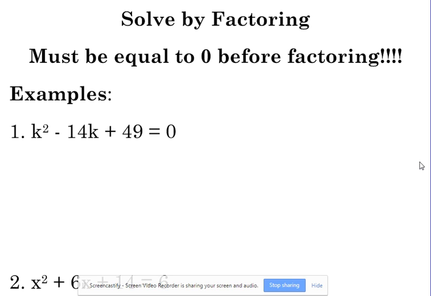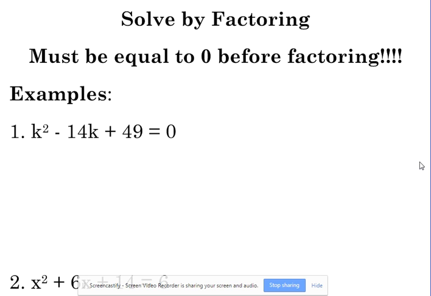So to solve by factoring, the number one requirement is that your equation must be equal to 0 before you can factor. I repeat, it must be equal to 0 before you can factor. So that doesn't bother us on number 1 because our equation is already equal to 0. But after this point, we're going to have to make sure that it's equal to 0 before we jump into factoring. Okay? So let's look at number 1.